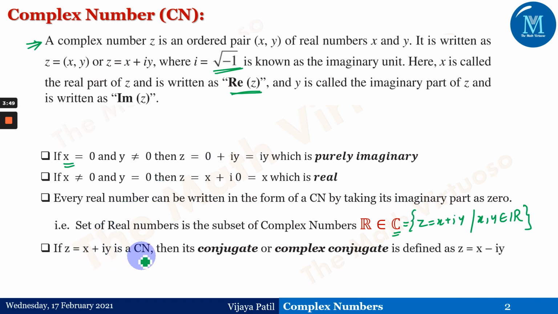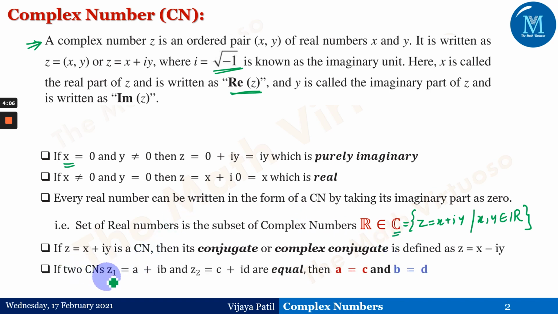Then if Z equals x plus iy is a complex number, its complex conjugate is defined as x minus iy. I just wanted to have this particular session as an introductory session for the complex numbers. If two complex numbers are Z1 equals a plus ib and Z2 equals c plus id, then they are equal only when the real parts are equal and the imaginary parts are equal. That means a equals c and b equals d. If one of them is not equal, then obviously we can't say that the two complex numbers are equal.